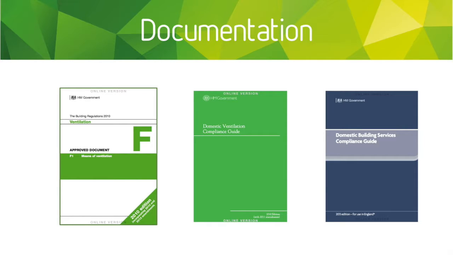Secondly, there's the Domestic Ventilation Compliance Guide. It's a very useful document. It outlines exactly how it should be commissioned, how it should be designed, what sort of controls should be provided, etc. And then there's the Domestic Service Compliance Guide. In there, it outlines the maximum specific fan power. So effectively, it is how much energy your ventilation systems should use, or the maximum for the ventilation system.